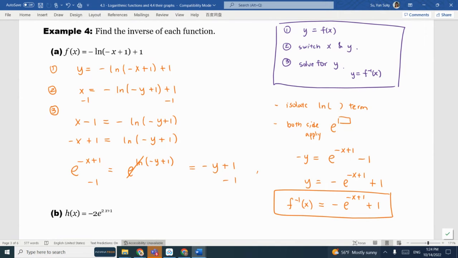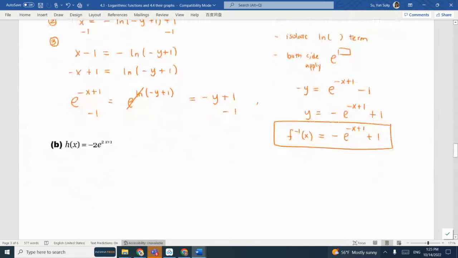So far, so good, everybody? Yeah. So these are the steps. We first set y equal to this function, and then we switch the x and y, and then we solve for y. How do we get rid of the log? You want to isolate the log term first, and then both sides raise to the e so that you can get rid of the log, and then you solve for y. So far, so good, everybody? Okay, keep going.